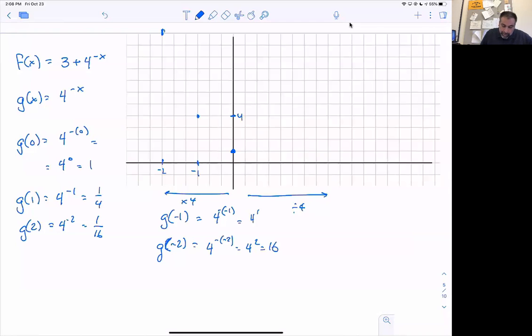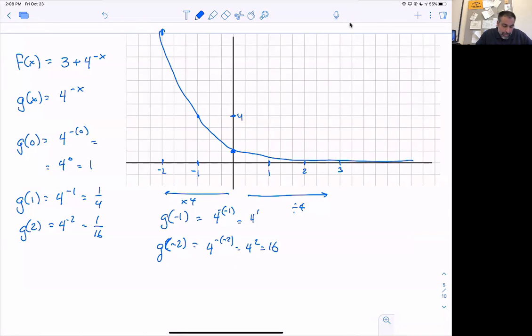So now as we move to the right and we go to positive 1, that's going to be my 1/4 value. When I go to positive 2, that's going to be 1/16. When I go to positive 3, that's going to be 1/64. You can see that we're going to get a horizontal asymptote, and then it's going to just shoot up like this. And that's what we're going to end up with for this graph. That is g of x equals 4 to the negative x.